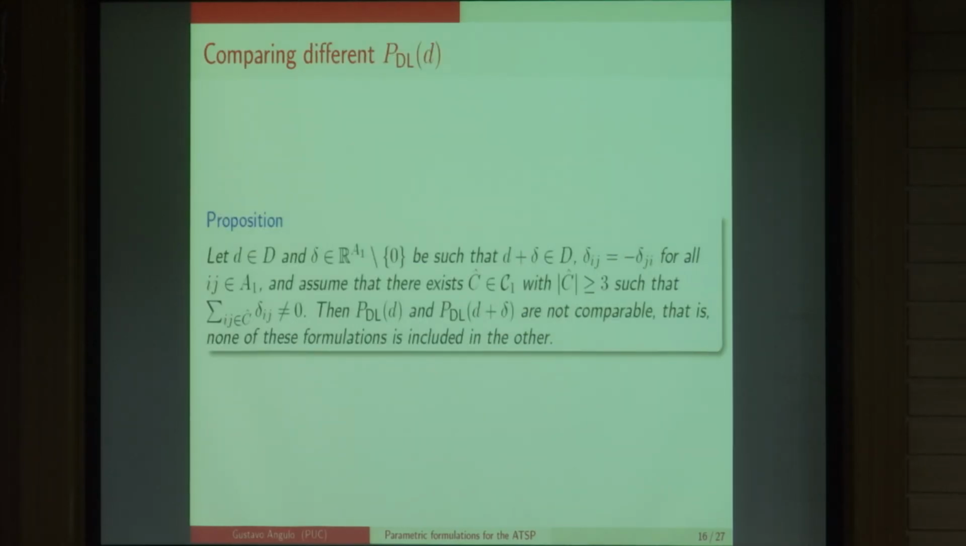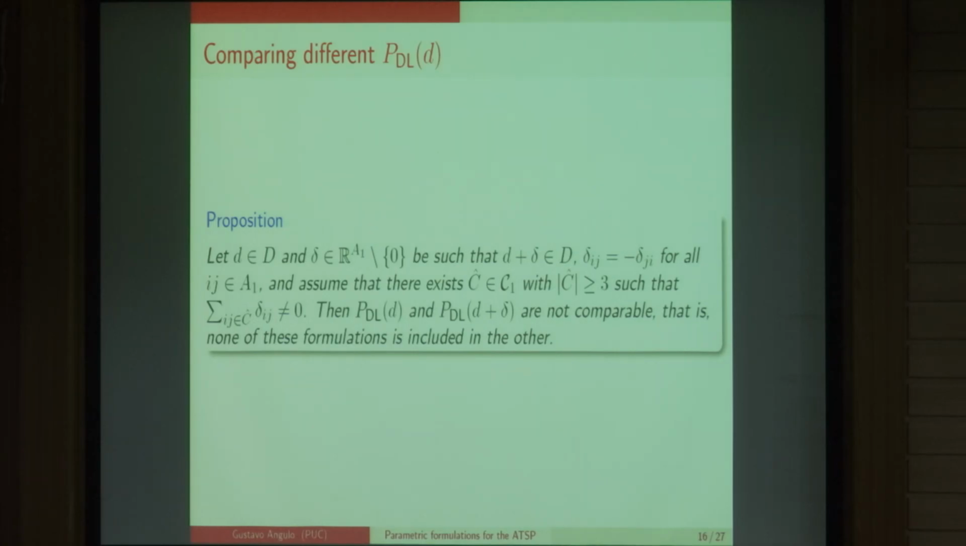Good. Again, we try to analyze what happens when we pick different vectors D as parameters. Again, if we take one D in capital D and we perturb that vector with an antisymmetric vector, which in some cycle is not null, then again we get two formulations that are not comparable.